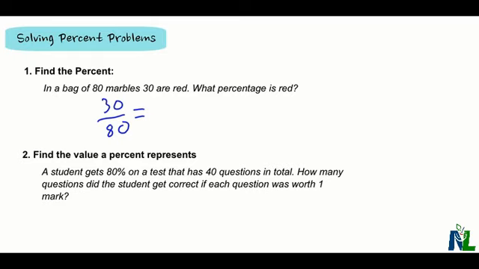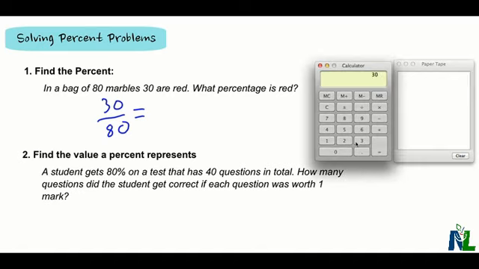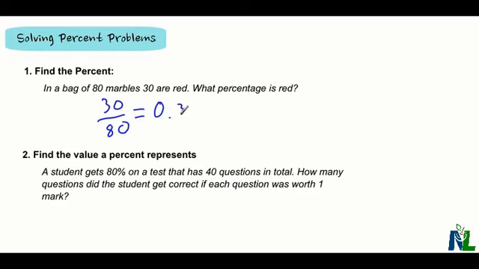So I'll do that. I got 30 divided by 80, and I get 0.375. So that as a percent then, I would multiply by 100, and I get 37.5. So I'll write those here, 0.375, which is 37.5%.